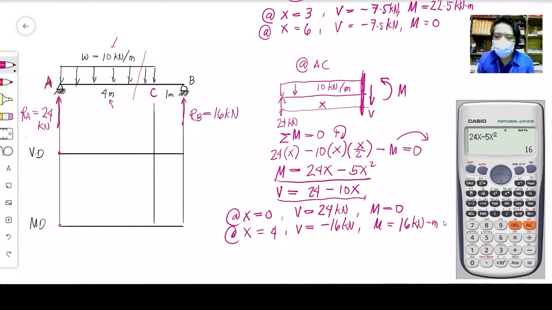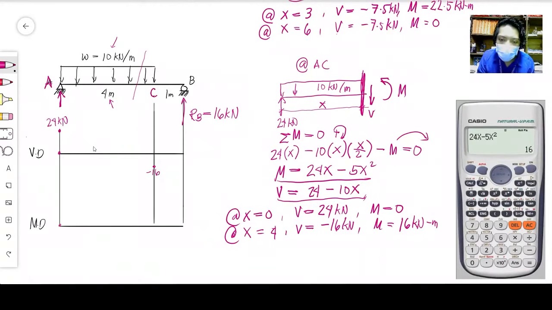Okay. Now we will construct. You have here 0, and the shear is 24. Somewhere here, this is 24. Let me erase this one. Okay, so somewhere here, this is 24 kilonewton. And at point C, when x is equal to 4, your shear is negative 16. Somewhere below, negative 16.